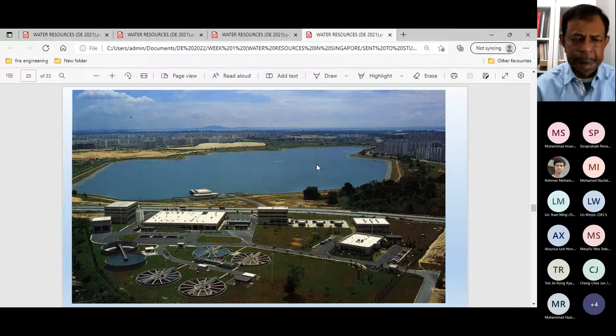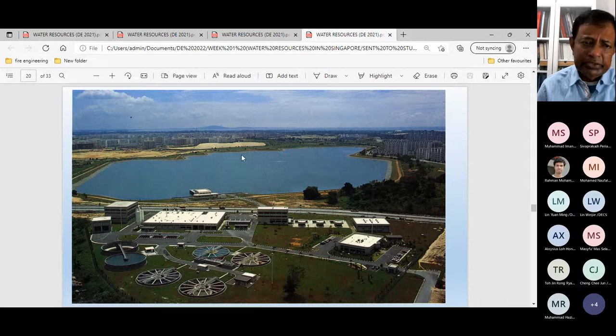It was created. When was it created? 1983-84. So because it is not a natural reservoir, you will find that rainwater will not flow into the Bedok reservoir naturally.